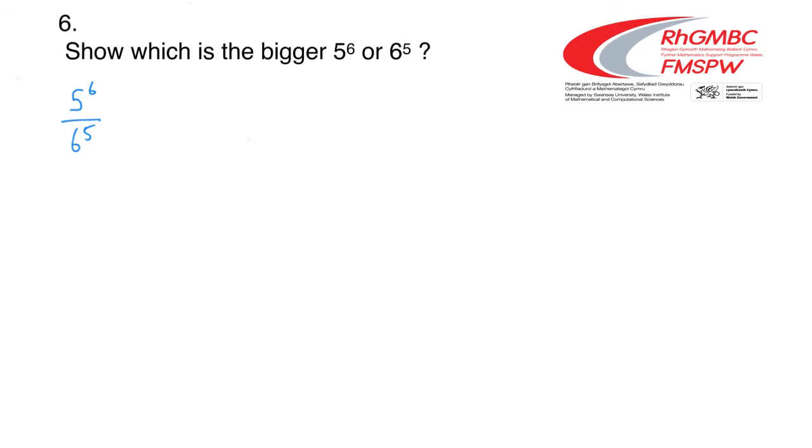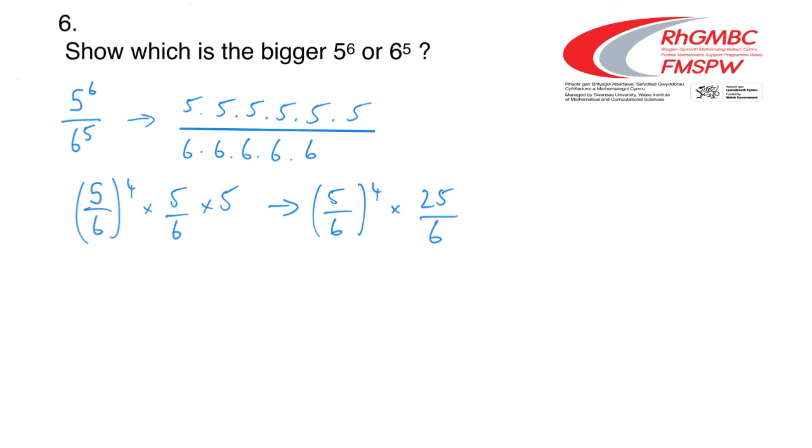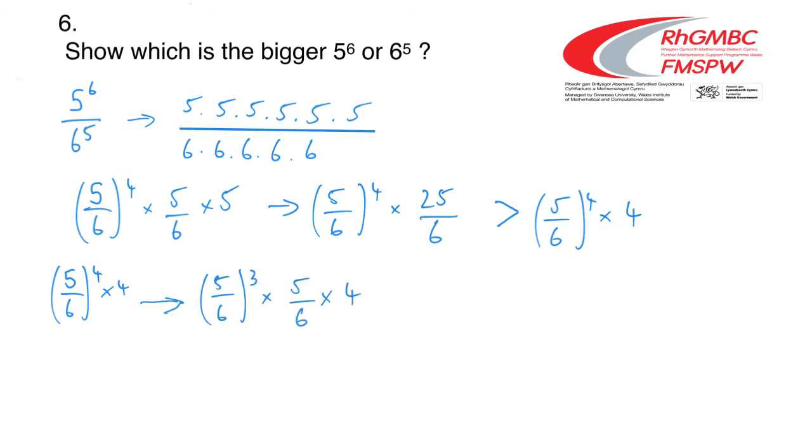On expansion of these values, we get, and we can now consider this to be expressed as shown. And since 25 over 6 is clearly more than 4, this expression is more than 5 over 6 to the power 4 times 4. We will next consider 5 over 6 to the power 4 multiplied by 4. This we can consider to be 5 over 6 to the power 3 multiplied by another 5 over 6 multiplied by 4, which is 5 over 6 cubed multiplied by 20 over 6, which is clearly worth more than 5 over 6 cubed times 3.